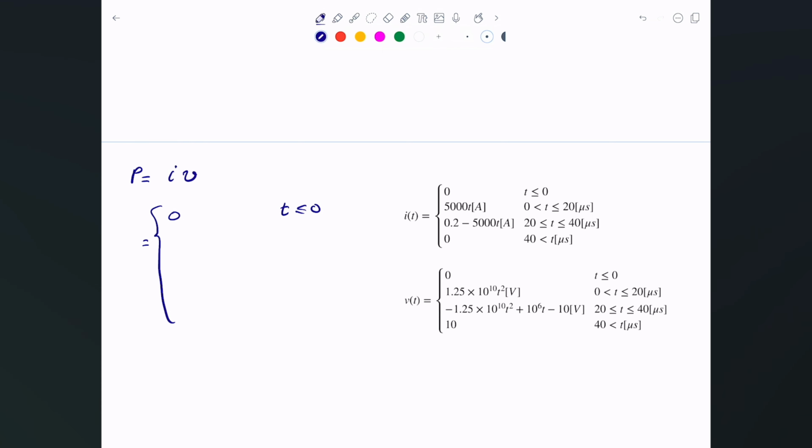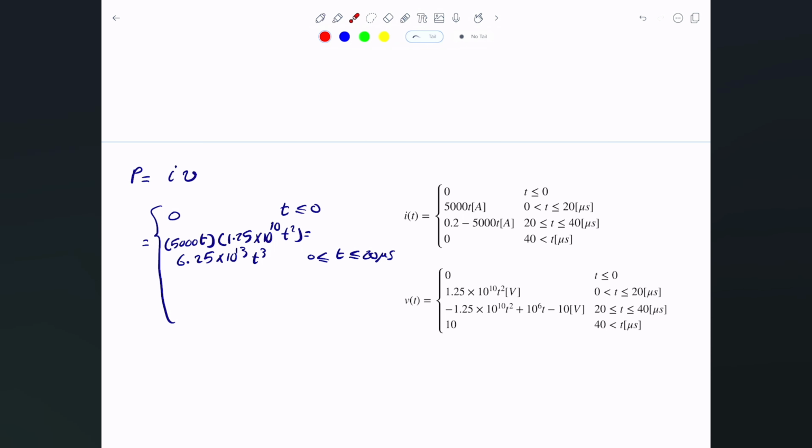I went ahead and computed these, so I'm just going to write them for you. These are 5000 times 5000 T times 1.25 times 10 to the power 10 T squared, and that is simply 6.25 times 10 to the power 13 T cubed, and that's for T greater than 0 and less than or equal to 20 microseconds.